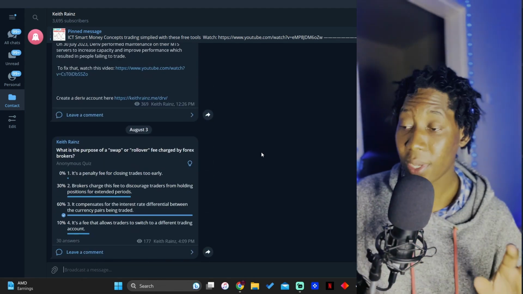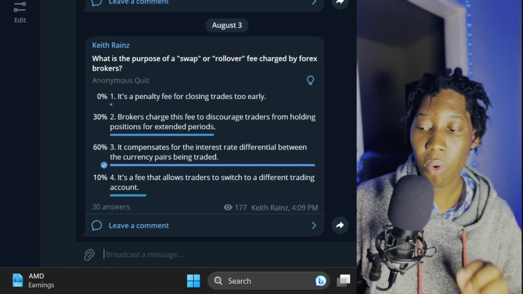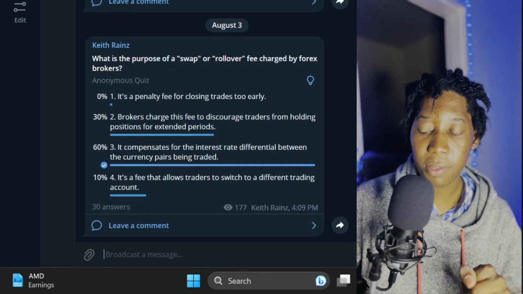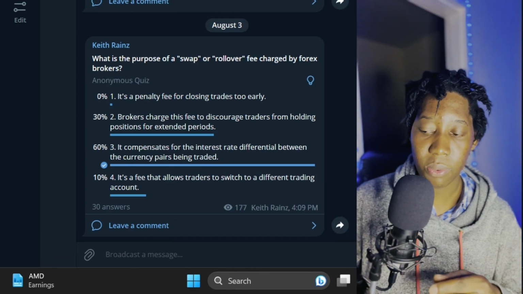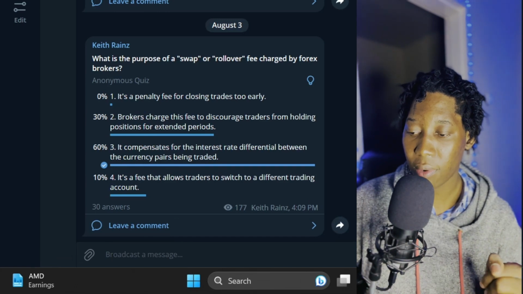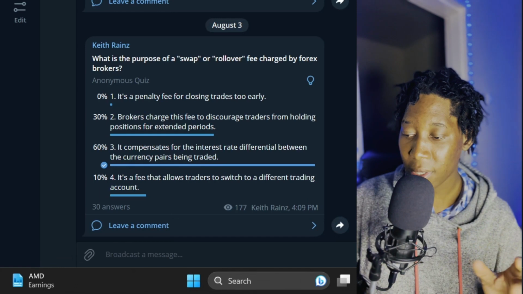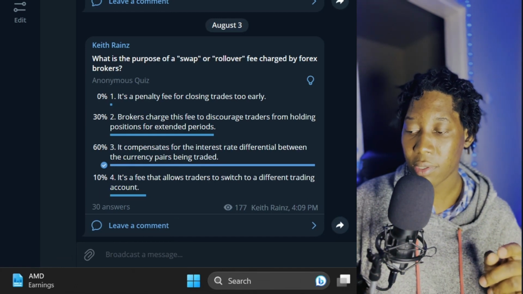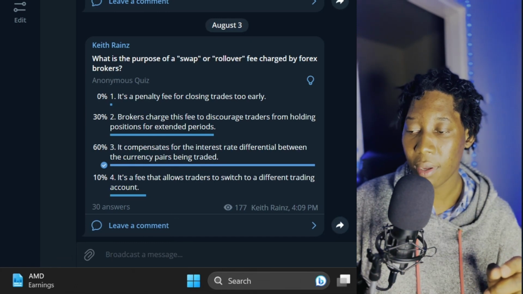So the last quiz is actually, what is the purpose of a swap or rollover fee charged by Forex brokers? The first answer is a penalty fee for closing trades too early. Brokers charge this fee to discourage traders from holding positions for extended periods. It compensates for the interest rate differential between the current pairs being traded. It's a fee that allows traders to switch to a different trading account.